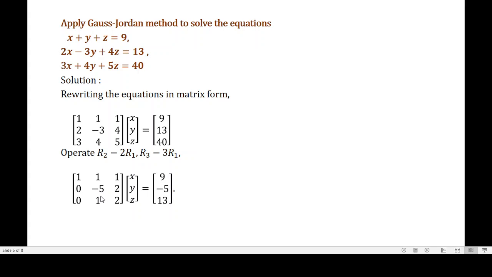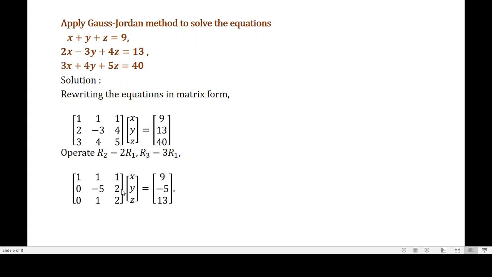So R3 plus 1 by 5 R2 gives 0. So this element is 0. So the next row operation is R3 plus 1 by 5 R2. So this element became 0. Next, let me consider this element.